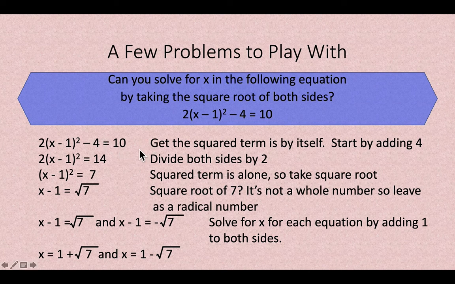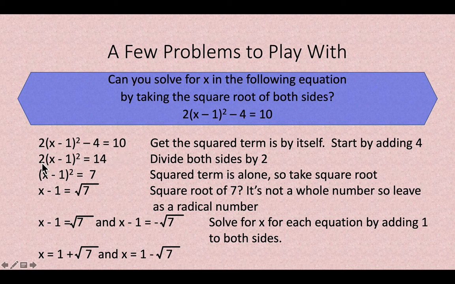So here we've got to do a little manipulation of our equation first. And so we've got 2 times our squared term, which is x minus 1, minus 4 equals 10. And so we got to get rid of a few things, our 4 and our 2 here, just so we can get our squared term by itself. So to get rid of a -4, you got to add 4 to both sides. And when I add 4 to both sides, my -4 disappears, and I end up with 14. 10 plus 4 gives us 14.